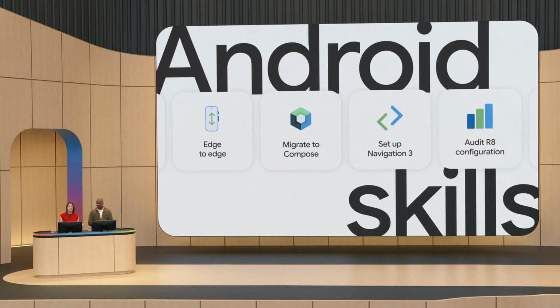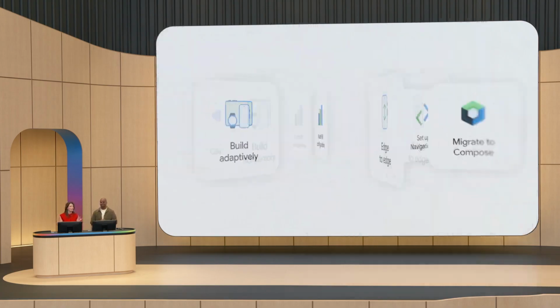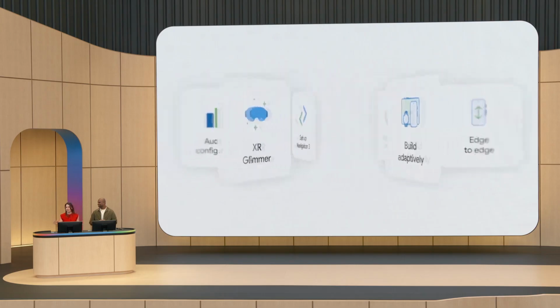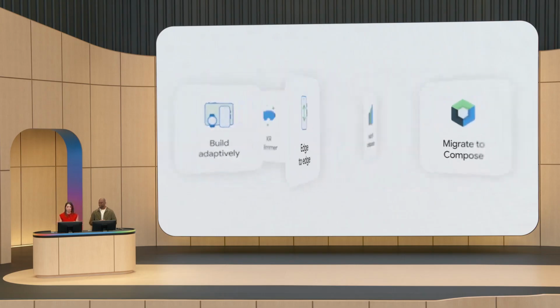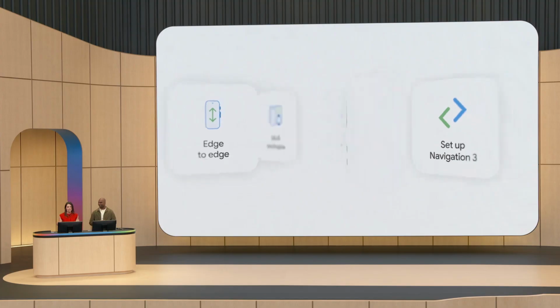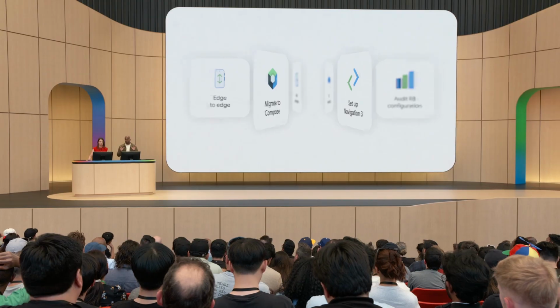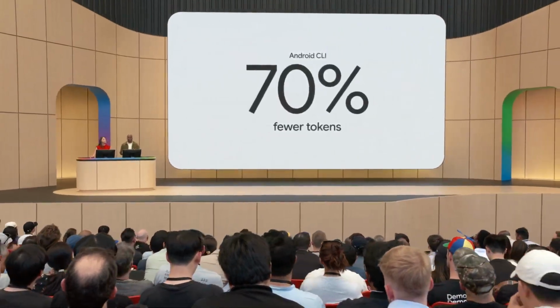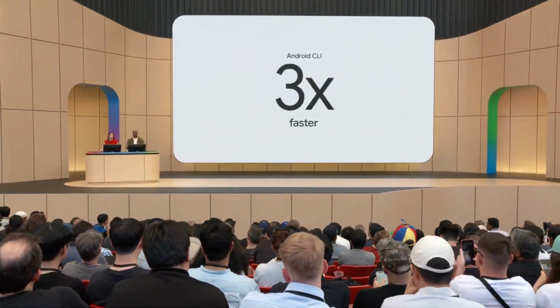For example, you've told us that building support for edge-to-edge, migrating from XML to Compose, or to Jetpack Navigation 3 is time-consuming. So we made sure to add skills to help with just that. We saw in our internal testing, agents leveraging Android CLI, skills, and knowledge base use about 70% fewer tokens and complete tasks up to 3 times faster.